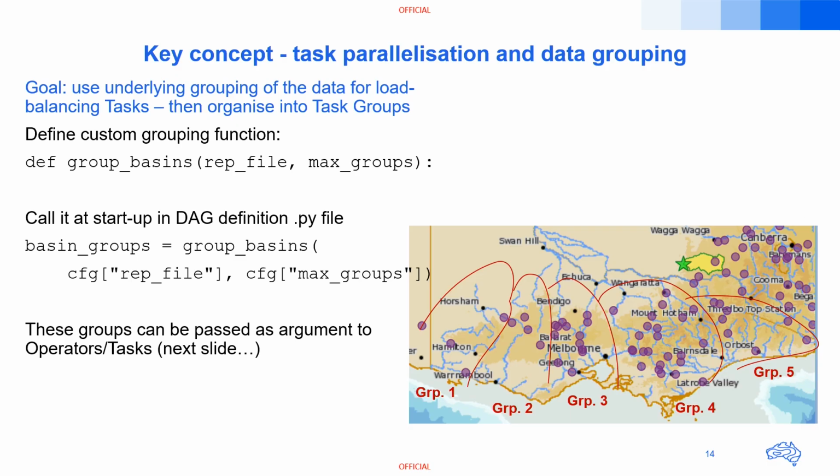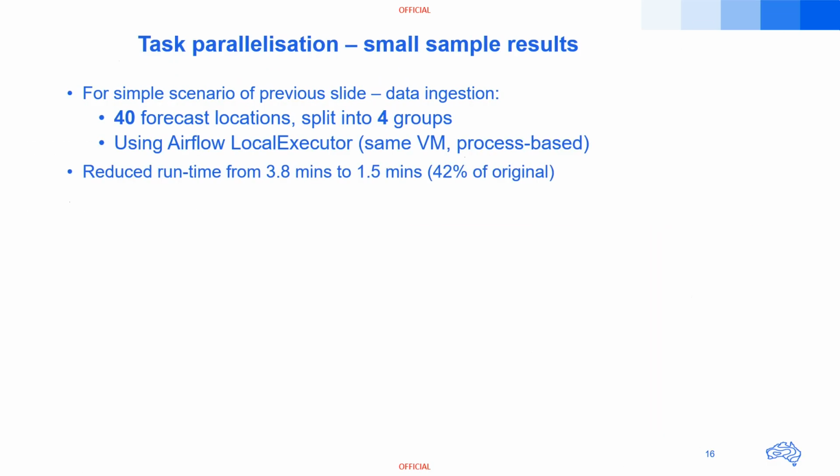Oh, sorry, I omitted the next slide because it's too detail-oriented. So, task parallelization, small sample result. For the simple scenario of the previous slide, data ingestion, we have 40 forecast locations split into 4 groups. We use Airflow's local executor, which is the same VM process-based, and we reduce the runtime from 3.8 minutes to 1.5 minutes, which is 42% of the original runtime.